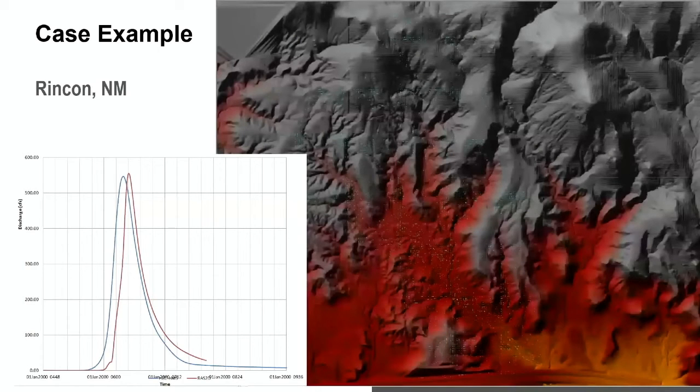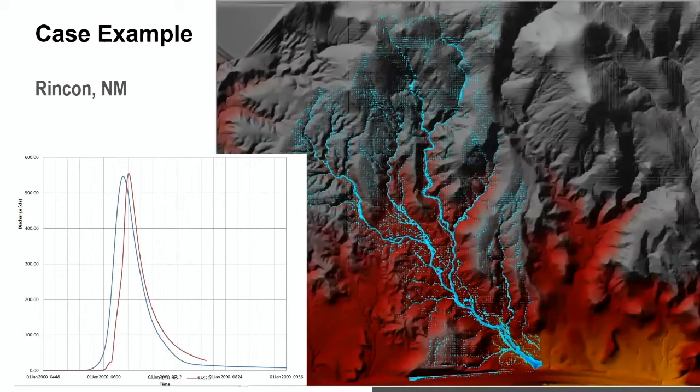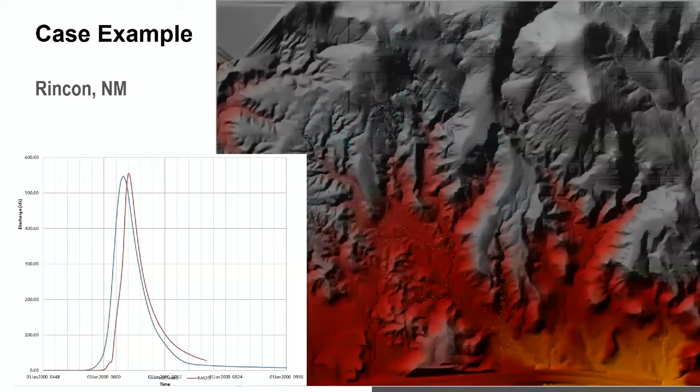So another case example, we did a project in Rincon, New Mexico. As you can see, this is a comparison at the bottom left of an HMS version and a RAS 2D version for the concentration point at the bottom. They are very close. So this model is doing a very good job representing what you could have done in HMS, but you would have had to make all those assumptions.